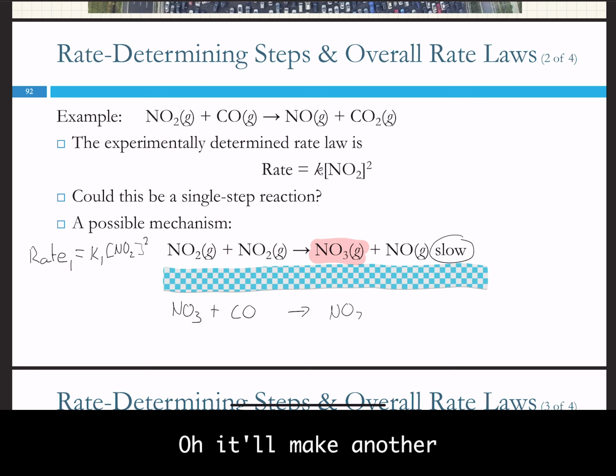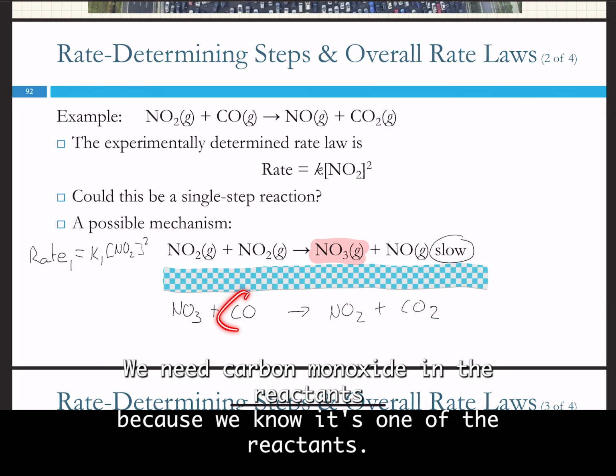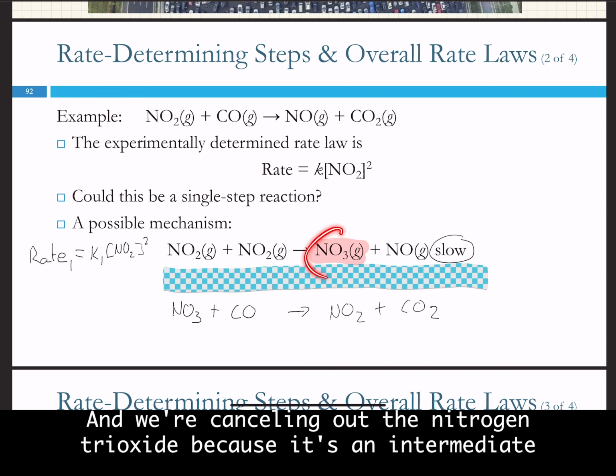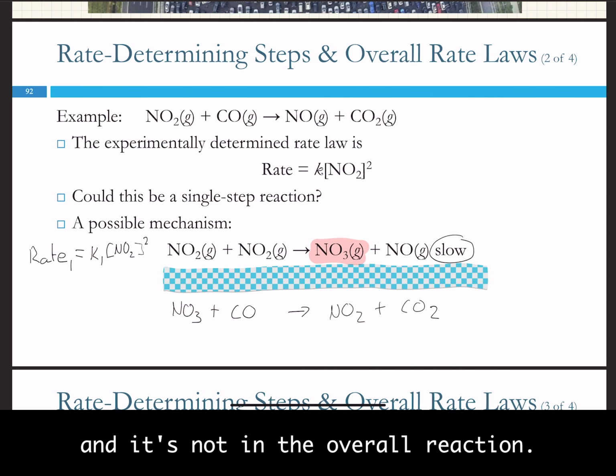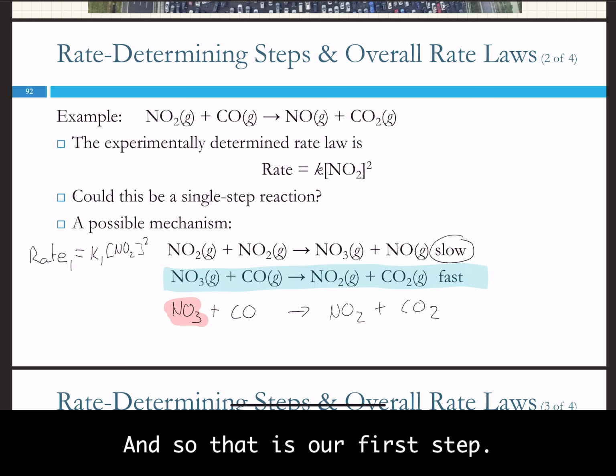Oh, it'll make another NO2 plus CO2. Because we need this CO2 because we know it's in the overall reaction. We need carbon monoxide in the reactants because we know it's one of the reactants. And we're canceling out the nitrogen trioxide because it's an intermediate and it's not in the overall reaction. And so that is our fast step.